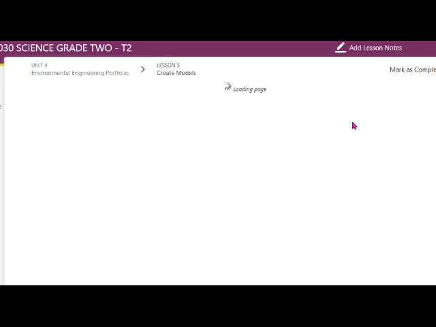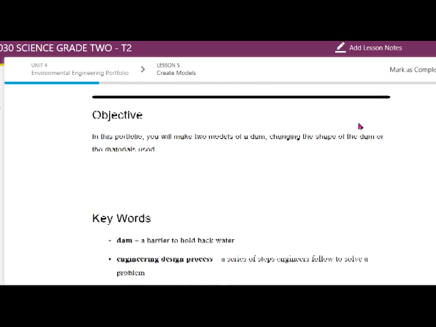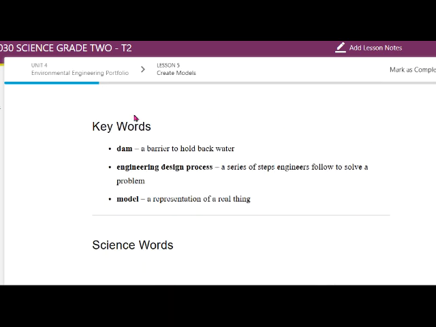All right, so this is lesson 5. Our new objective is, in this portfolio, you will make two models of a dam, changing the shape of the dam or the materials used. Here are our keywords. A dam is a barrier to hold back water. The engineering design process is a series of steps engineers follow to solve a problem. And a model is a representation of a real thing. It's like your practice model.